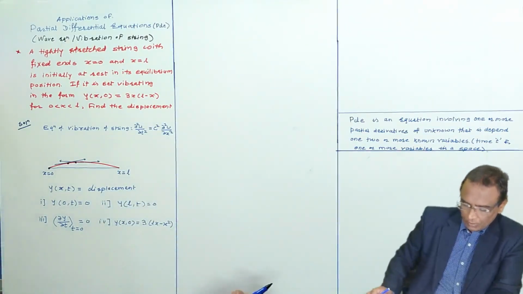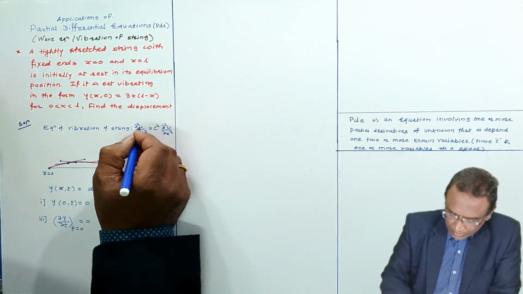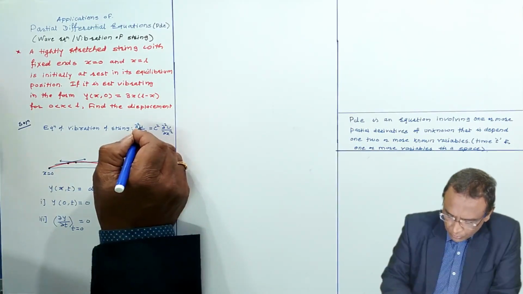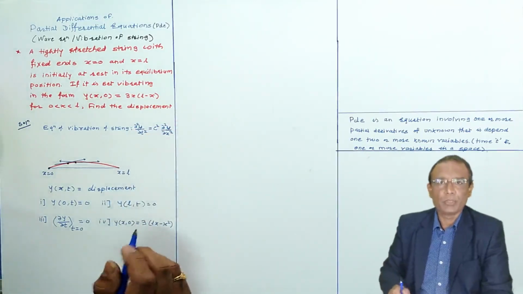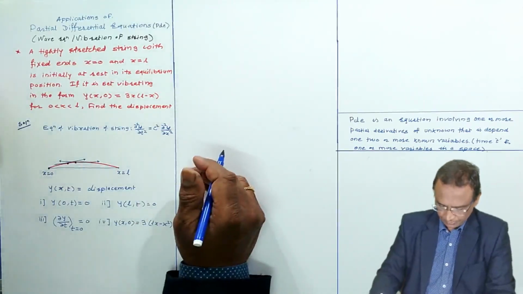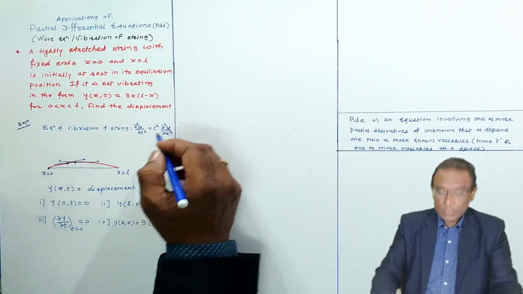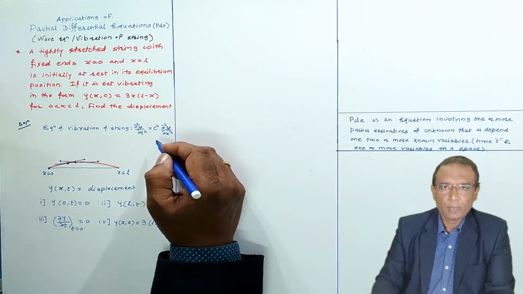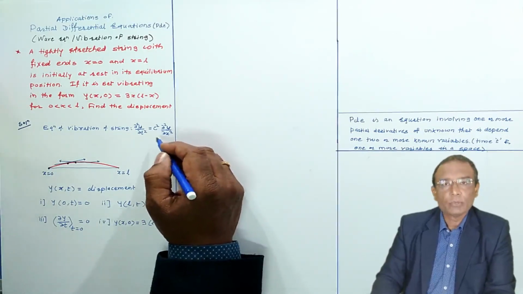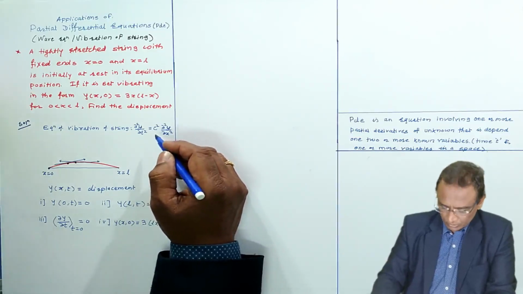Now, these four conditions are given, and u of x, t we have to find. Instead of y, I was using u; I am using y here, you can use u also. I am using y because we are dealing with the displacement. Now, the solution of this differential equation we can easily find, and this type of differential equation you have done in earlier years also.